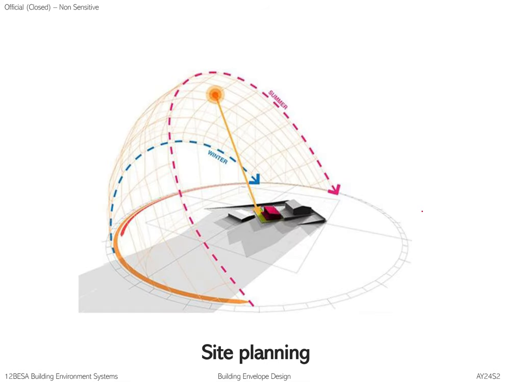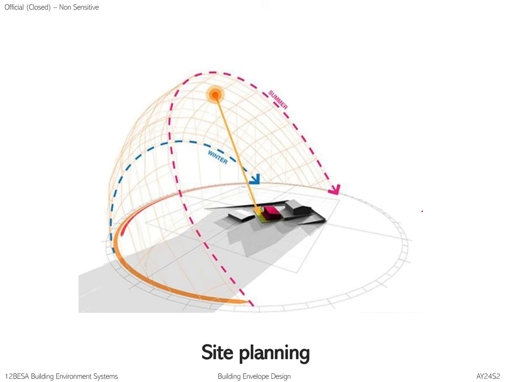Okay, so this diagram itself is more of a temperate kind of context, right? So you can see summer sun, most of it overhead, okay? And winter is closer to the horizon, right?